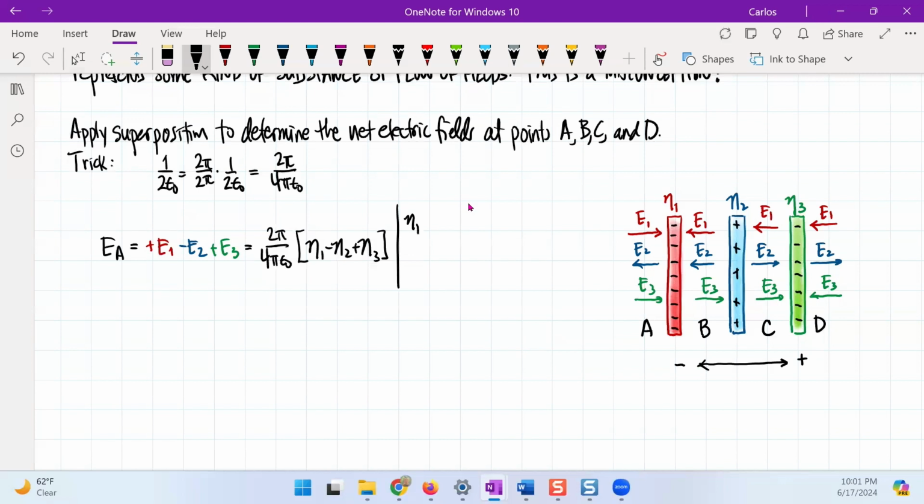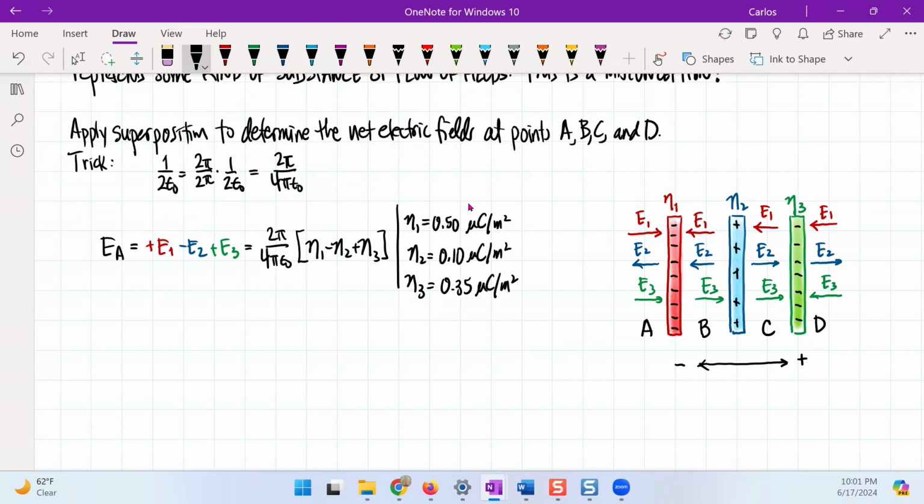So then eta 1 is 0.50 microcoulombs per meter squared. Eta 2 is 0.10 microcoulombs per meter squared. And then eta 3 is going to be 0.35 microcoulombs per meter squared.